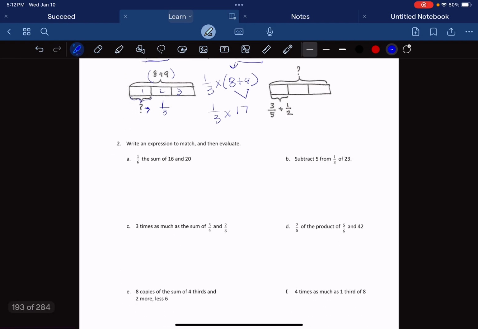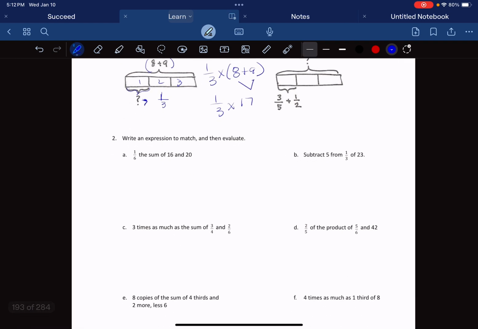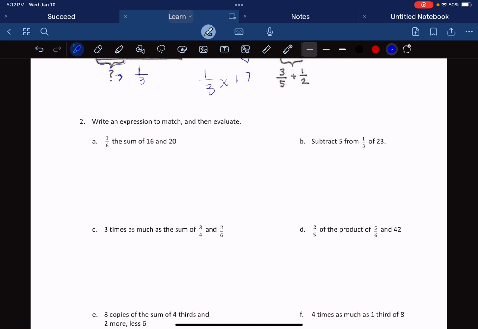The next ones that they have are expressions that they have to make. They have had to do this before, but now we're including fractions in it, and the word "of" is also a keyword, but they do have to catch it. Not every "of" is actually being used as a keyword. It's tricky. Sometimes it's a keyword for multiplication, sometimes it's not.